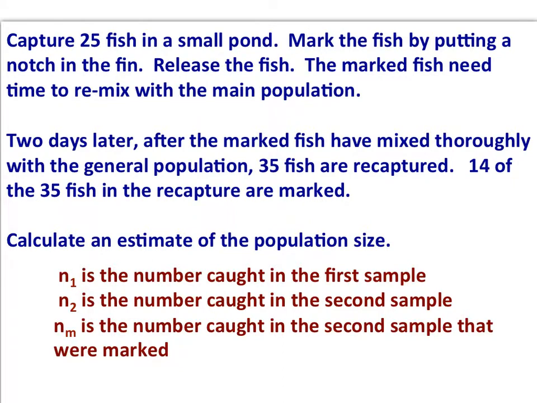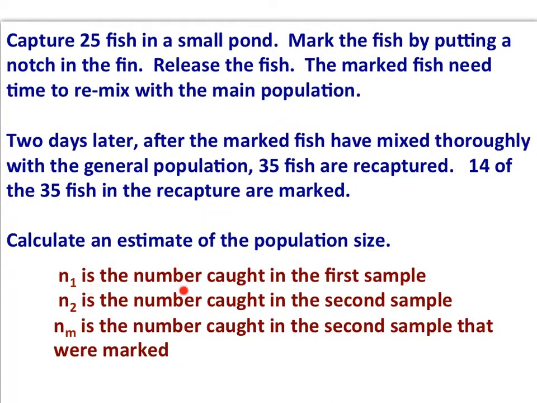So here is an example, and let's see if you can calculate the estimated population size. Capture 25 fish in a small pond. Mark the fish by putting a notch in the fin. Release the fish. The marked fish need time to remix with the main population. Two days later, after the marked fish have mixed thoroughly with the general population, 35 fish are recaptured. 14 of the 35 fish in the recapture are marked. Calculate an estimate of the population size.